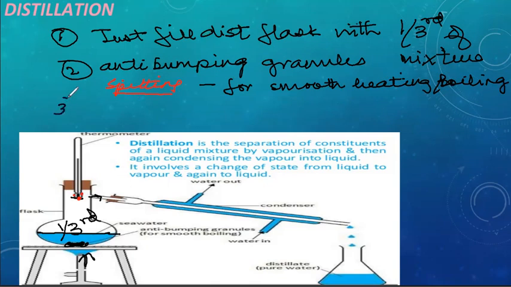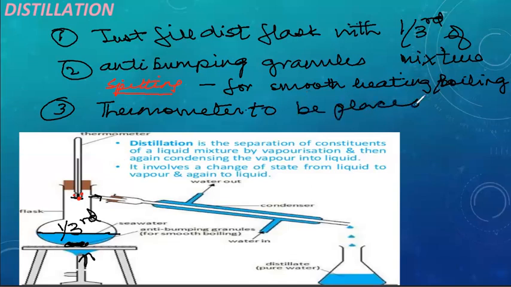Then the third precaution, that is a very important precaution, is the position of the thermometer. The thermometer should be next to the arm of the condenser. The thermometer should always be placed next to the arm of the distillation flask to which the condenser is attached, right? To which the condenser is attached.